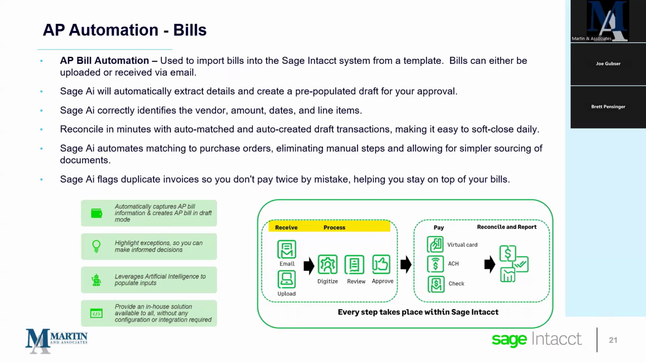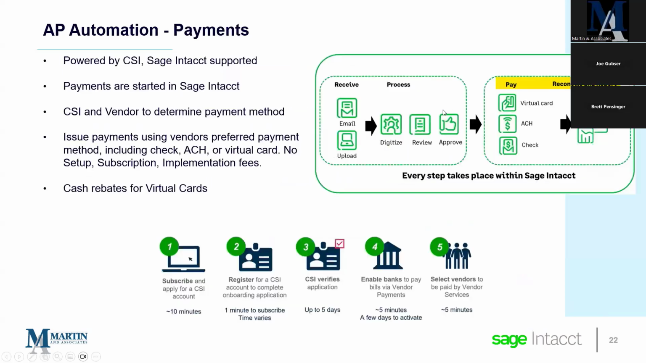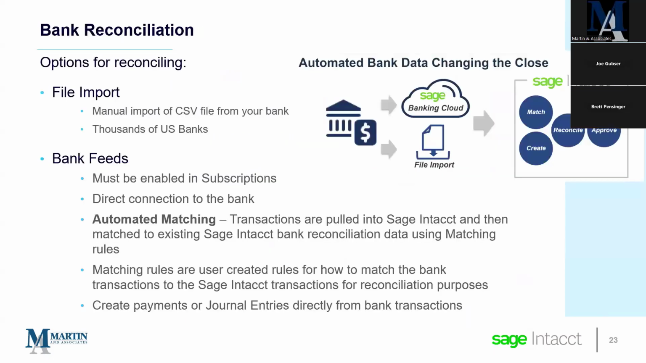There's also automation on the payment side. It's powered by CSI, which is a Sage Intacct supported company. Payments are initiated inside of Intacct. CSI works with your vendors to determine what their preferred payment method is. And then once you initiate the payments, CSI takes over and they issue the actual payments to the vendor using their preferred payment method of either check, ACH, virtual card, and so forth.